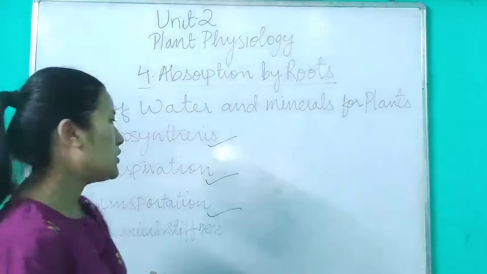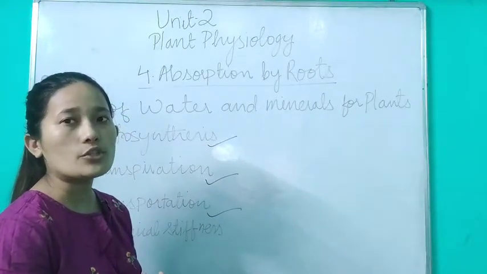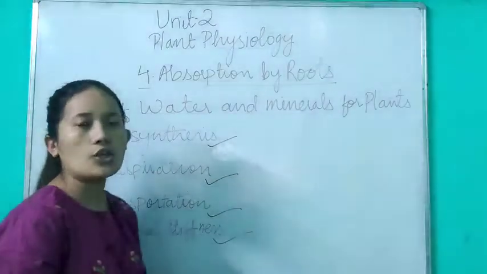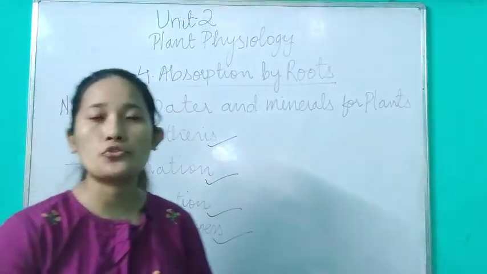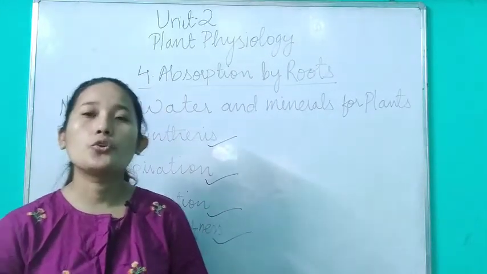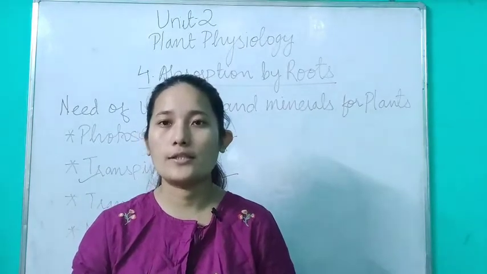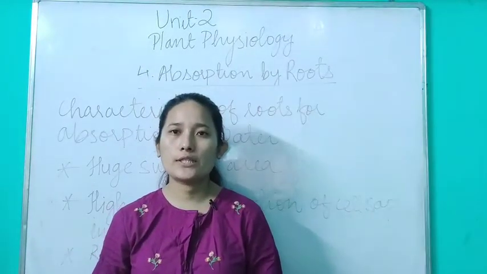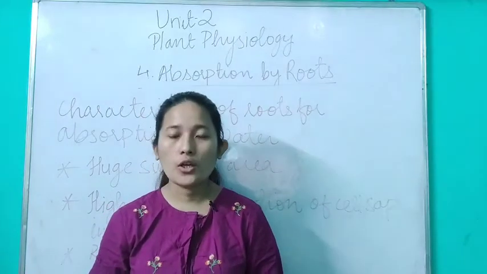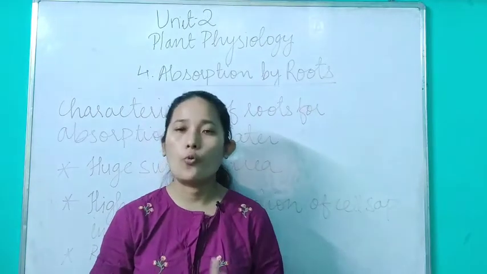So you need minerals for that. Water is the one which helps in transportation. And mechanical stiffness, in order to keep your cells and tissues turgid, you require water. So those were the importances of water in plants. Next we will be discussing the special characteristics of a root which help in absorption of water.